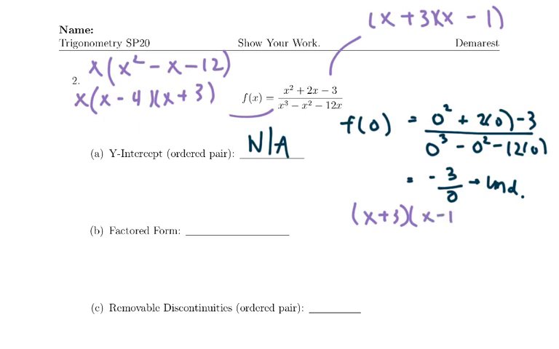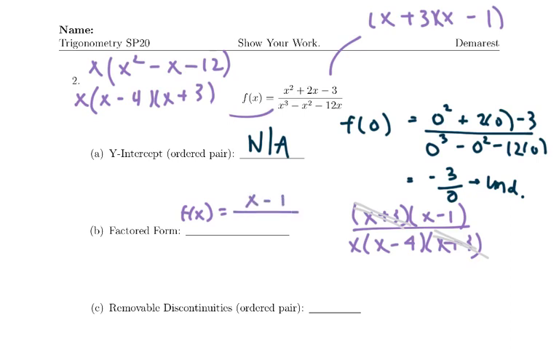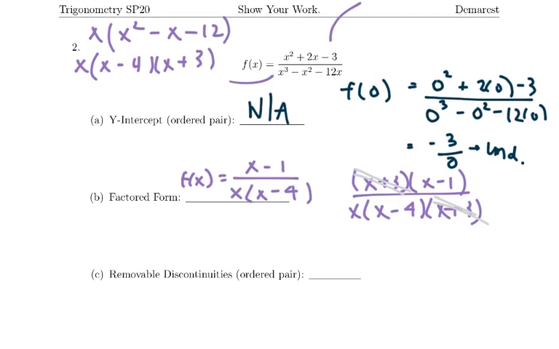So now when I write this out as a fraction in factored form, what you'll notice is that we have an x plus 3 in the numerator and an x plus 3 in the denominator. And those cancel each other out. So our factored form is actually just x minus 1 over x times x minus 4. Now, we can't just say, okay, now we're going to graph this. These are the same function. We can't just ignore the fact that we got rid of x plus 3.